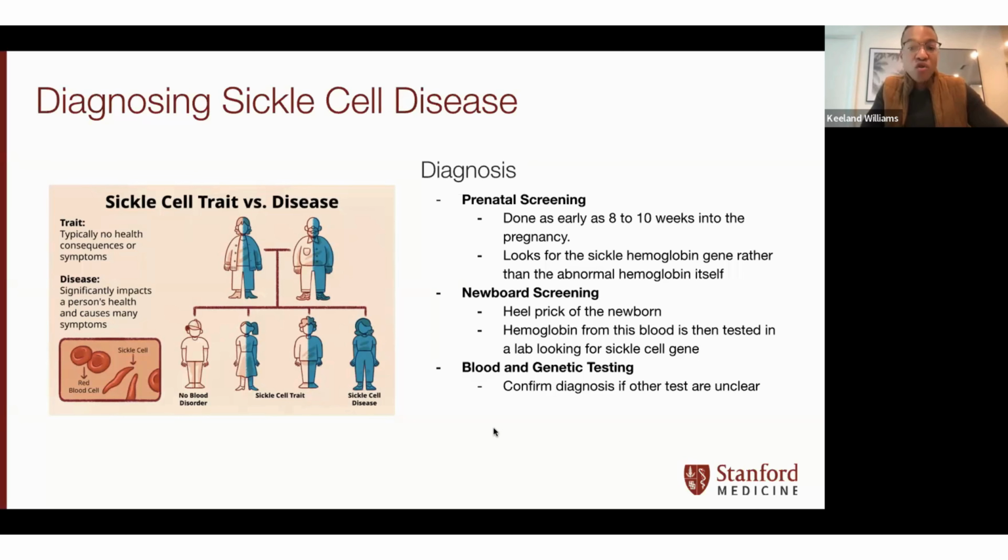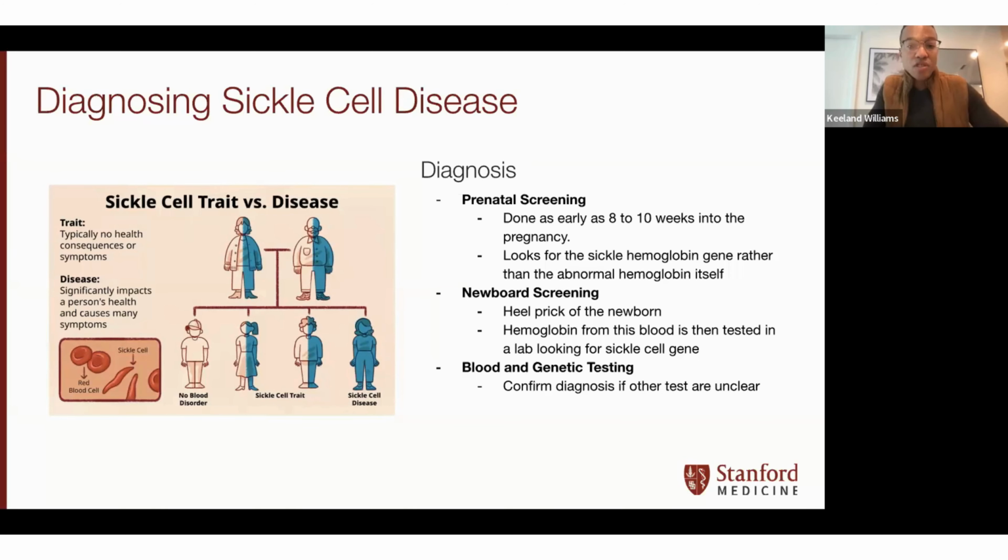And then you have newborn screening as well, which is done a little bit after birth. And essentially every baby gets one genetic test, as it's like a heel stick test, and it tests for a plethora of genetic abnormalities, and sickle cell disease is one of them.